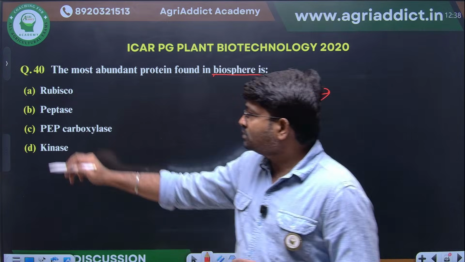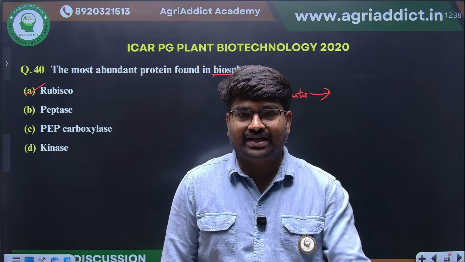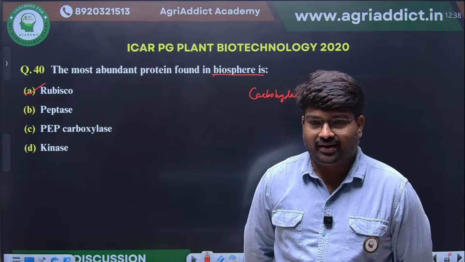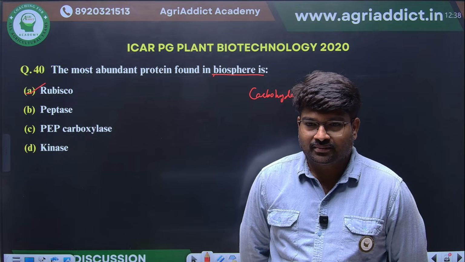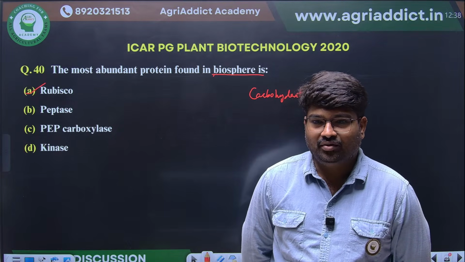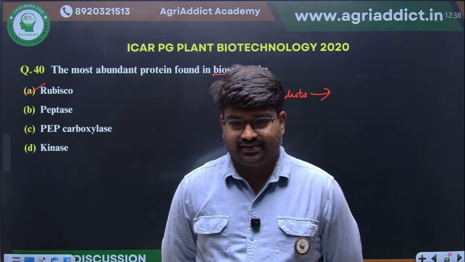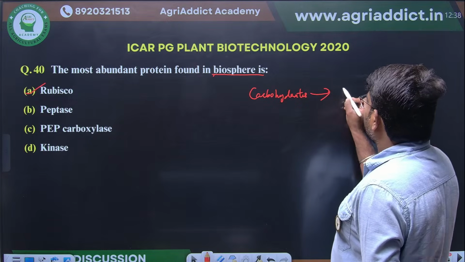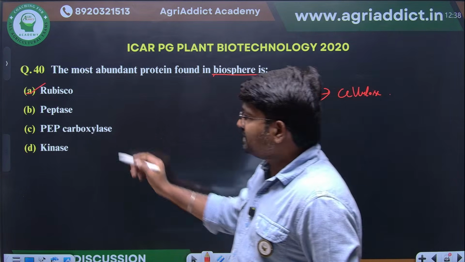Yes, very good. Rubisco. What is the most abundant carbohydrate? Cellulose, chitin, inulins, fructans. What will be the answer? Yes, very good. Cellulose. Cellulose is the most abundant carbohydrate and the most abundant protein is rubisco. Okay, clear?